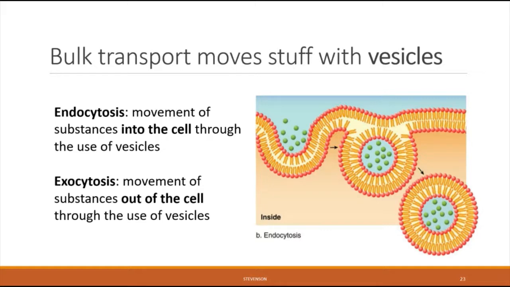And we have two separate names for either the moving in or moving out action of bulk transport with vesicles. Endocytosis is the movement of substances into the cell using vesicles. And here again we see that prefix cyto, which means cell. Endo means inside, cyto means cell, so endocytosis is movement inside of the cell. The opposite of this is exocytosis. Exocytosis, exo meaning out, means the movement of substances out of the cell, using these pockets of membrane material called vesicles.